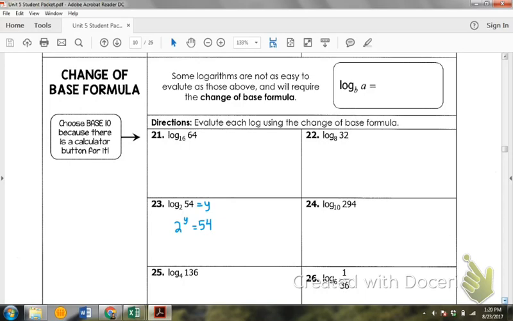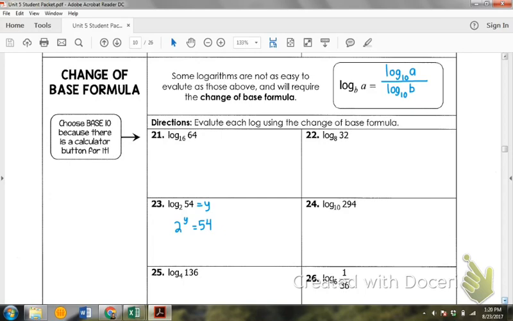All right? So when this happens, when you can't find a base that's common for them, we use this formula called the change of base formula that looks like this. Up here in this box, if you have log base b of a, you can change this to be log base 10 of a over log base 10 of b. Why do you think we're using log base 10? Because then we can use our calculator, right?